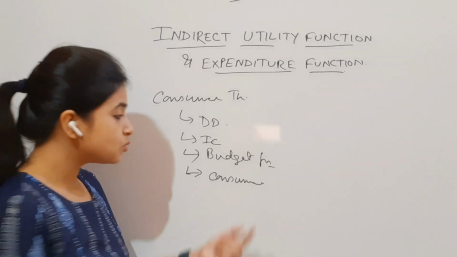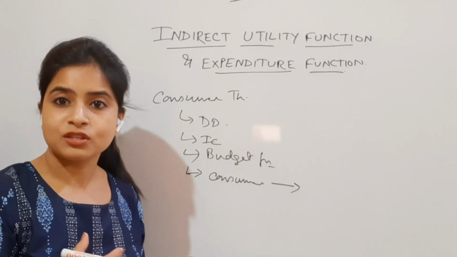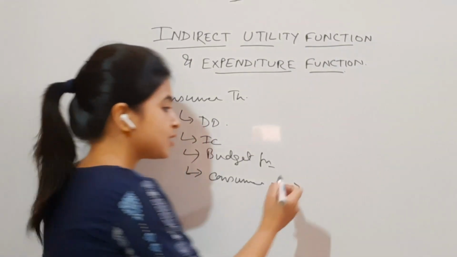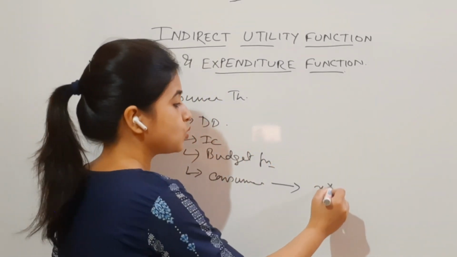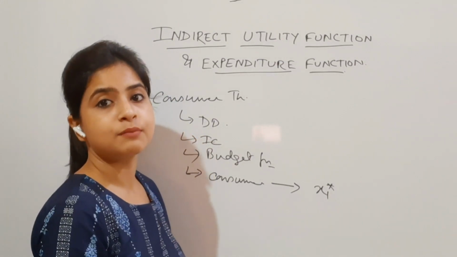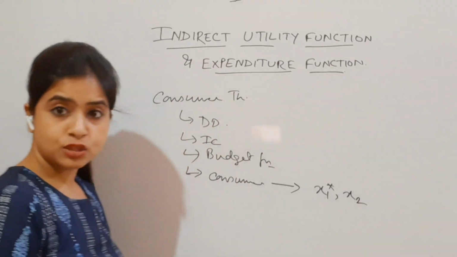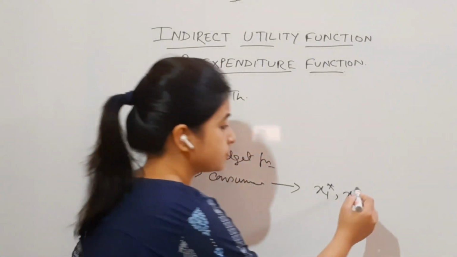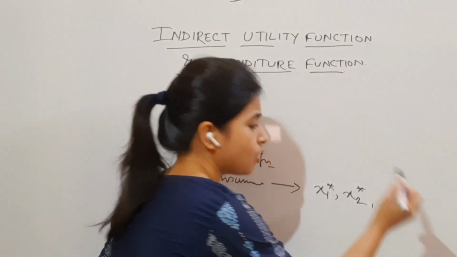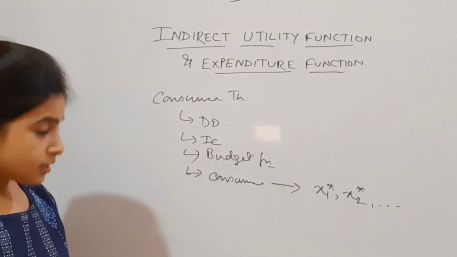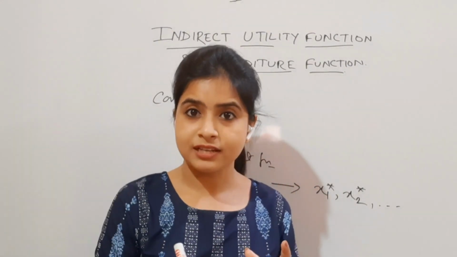And once these consumers are there, what is it that we are ultimately wanting to find? Their preferred bundle. Suppose X1 is good number 1. What is the optimal unit of consumption for this X1? And if there is another commodity, let's say X2, what is the optimal consumption bundle for X2? Like this, and so on. So this is what consumer theory basically does. This is the basic, right?